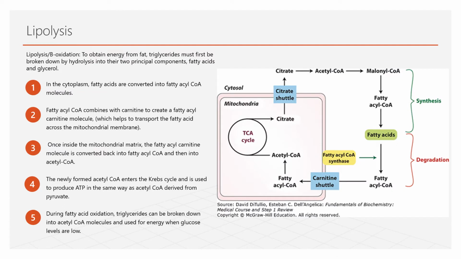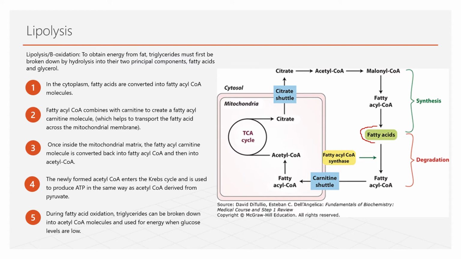From the earlier slide, we have learned that the fatty acid is eventually transported to the liver or stored in adipocytes as energy storage. In order for us to obtain energy from this fat, the triglycerides must first be broken down. This process is called lipolysis or beta oxidation. In the first step, the triglycerides go through hydrolysis, which produces two principal components, fatty acids and glycerol.